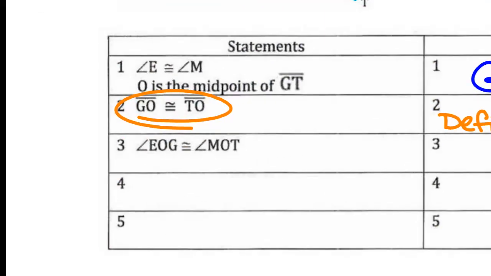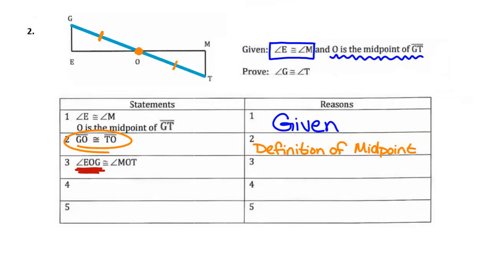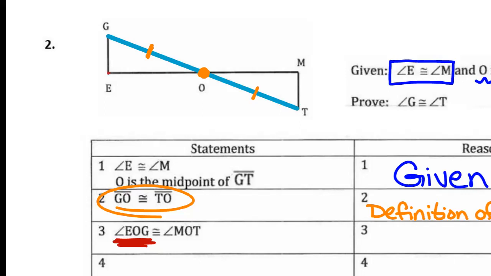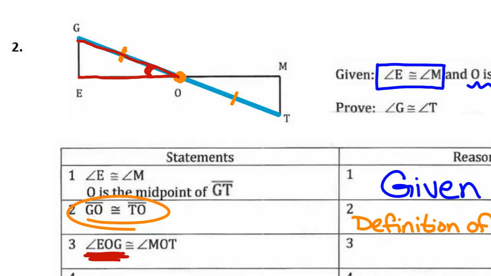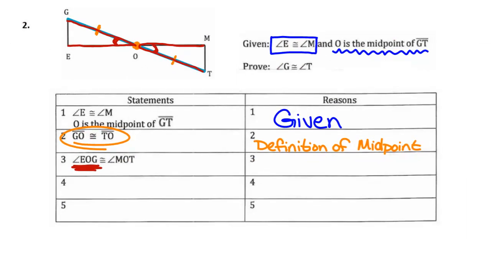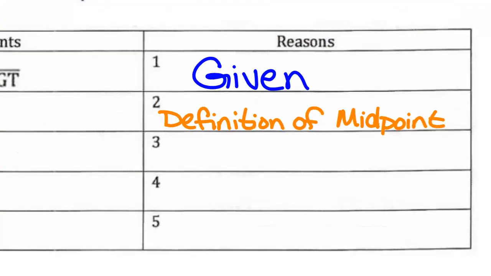Next statement they made for us is that angle EOG, what's the vertex of angle EOG? O. So EOG, E to O, then up to G. So this angle right here, angle EOG, is congruent to angle MOT. MO and then down to T. This angle over here. Why would we be allowed to say that? Vertical angles theorem.